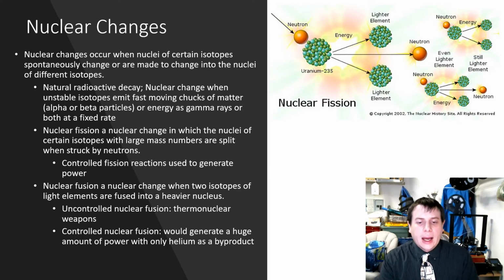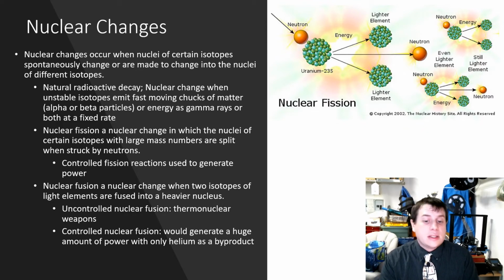All right. So let's talk about what a nuclear change is. So this is shifting gears a little bit to some review of chemistry. So a chemical change is a change in how different molecules bond together. A nuclear change, though, is a change in an element itself. Nuclear changes occur when the nuclei of certain isotopes spontaneously change or are made to change through interaction with energy. Natural radioactive decay is a nuclear change that occurs because the isotope is unstable.